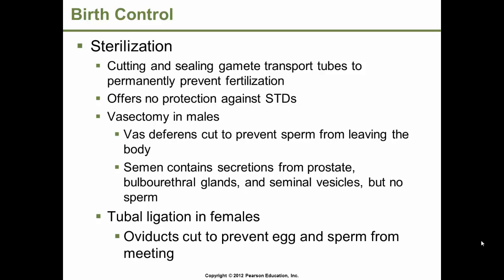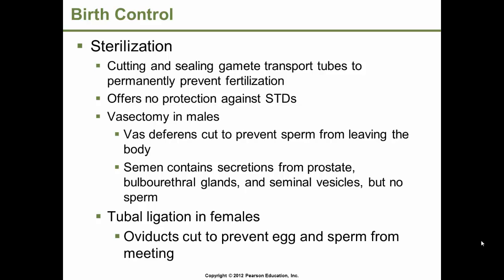In males, this is known as a vasectomy. In a vasectomy, the vas deferens, which delivers the sperm, is cut to prevent the sperm from leaving the body. The semen still would contain the secretions of the prostate gland, the bulbourethral or Cowper glands, as well as the seminal vesicles, but would not contain any sperm. Because sperm composes only approximately 1% of the semen, the volume of semen ejaculated is not noticeably reduced in males who have had a vasectomy.